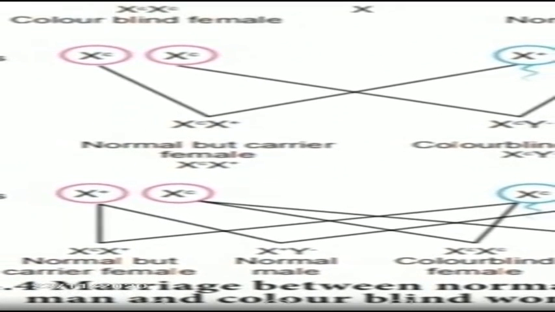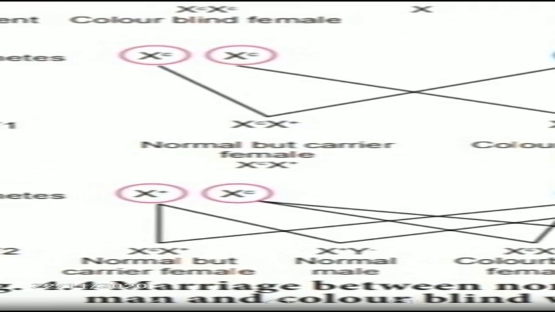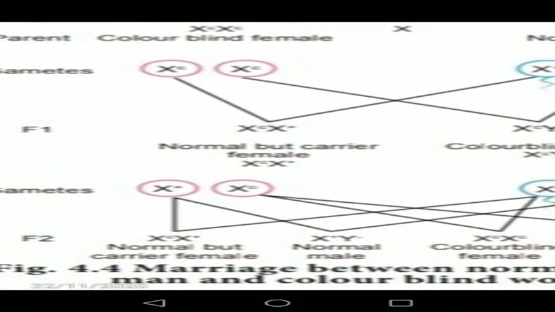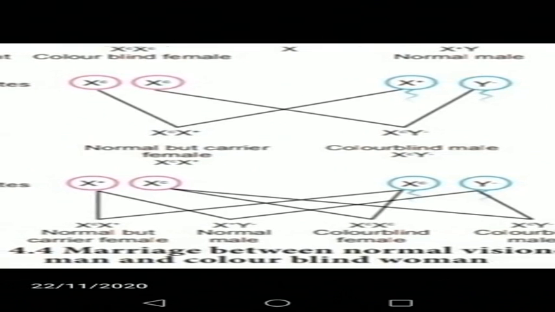will produce a normal vision carrier daughter, a colorblind daughter, a normal vision son and a colorblind son in the F2 generation. So in this way, we have seen how color blindness is inherited through the X-linked gene. The X-linked gene is necessary for the formation of color sensitive cells. Where are these color sensitive cells produced? In the retina. Which type of cells are used for the production of color? Cone cells. Just keep that in mind.